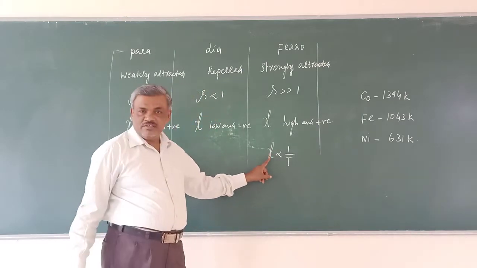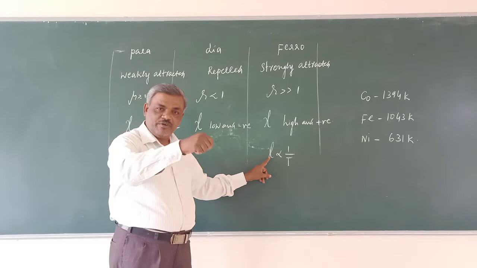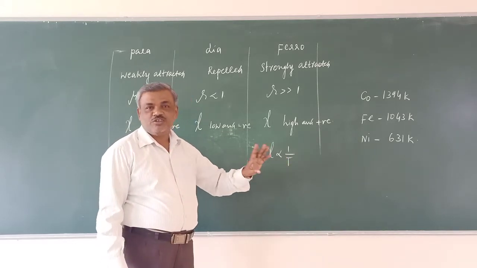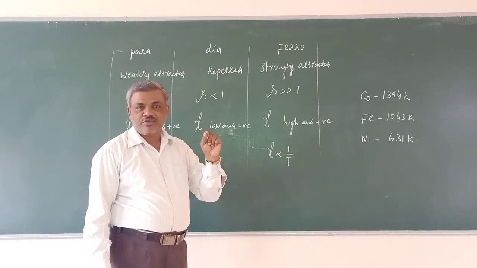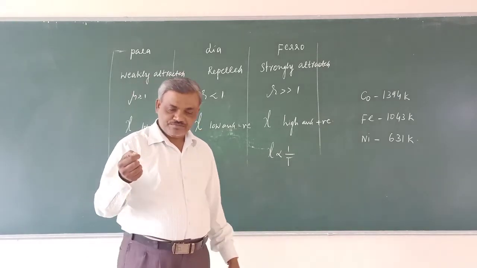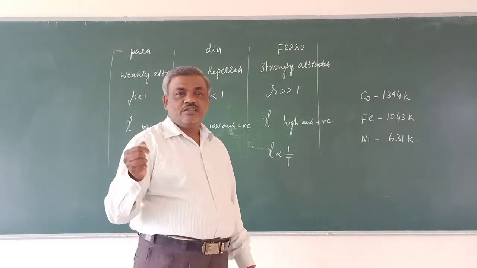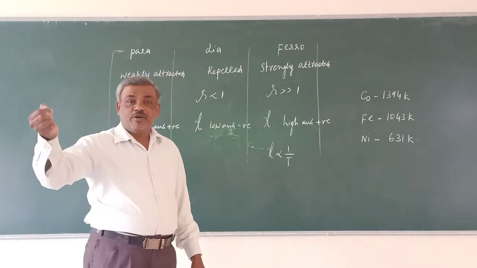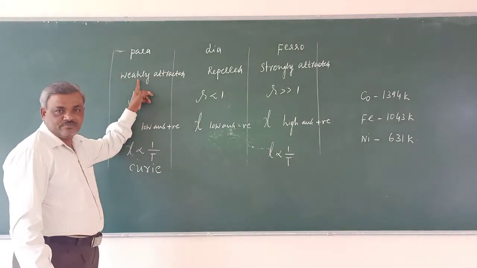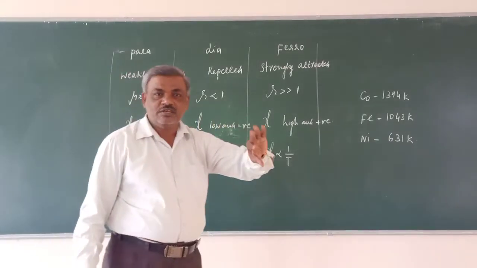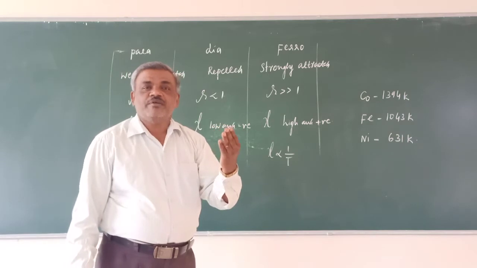Now state and explain Curie law. The susceptibility of a ferromagnetic material is inversely proportional to absolute temperature. This is the statement of Curie law. Sometimes you are asked to define Curie temperature. Curie temperature is the temperature at which a ferromagnetic material becomes a paramagnetic material. When a ferromagnetic material converts to a paramagnetic material, that temperature is called the Curie temperature.